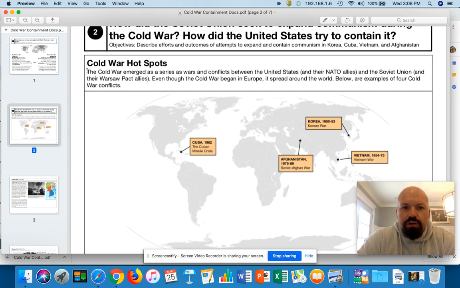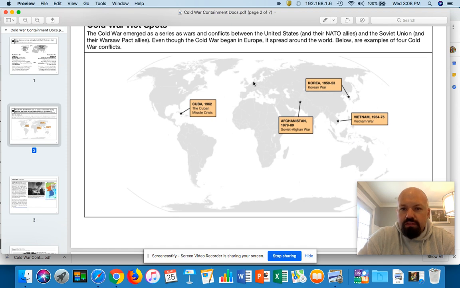The Cold War emerged as a series of wars and conflicts between the United States and their NATO allies and the Soviet Union and their Warsaw Pact allies. Even though the Cold War began in Europe, it spread around the world. Below are examples of 4 Cold War conflicts. So today, you're responsible for the Korean War, 1950 to 1953, and the Vietnam War, 1954 to 1975.